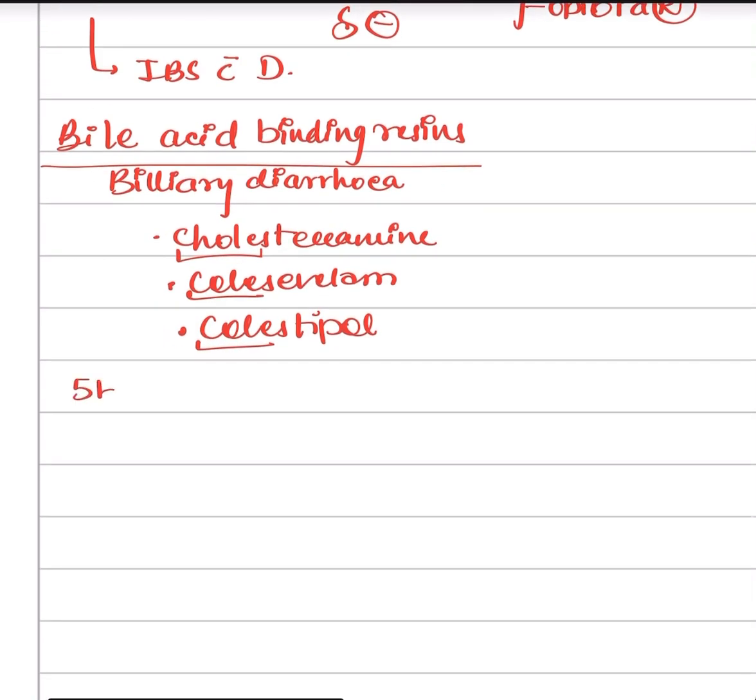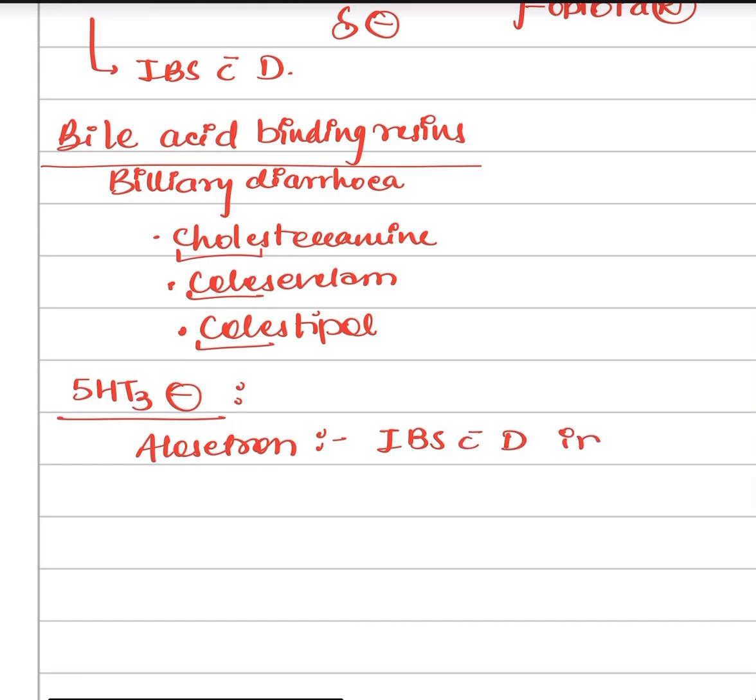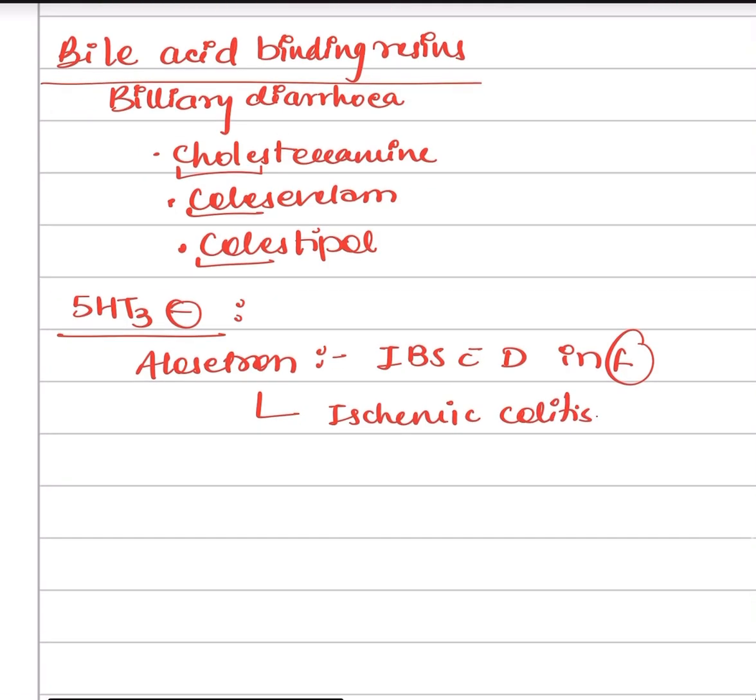Next we can use a 5-HT3 antagonist, and that is alosetron. This alosetron previously was used in irritable bowel syndrome with diarrhea in females, and it was causing ischemic colitis, so it is no longer used in irritable bowel syndrome with diarrhea for the treatment.